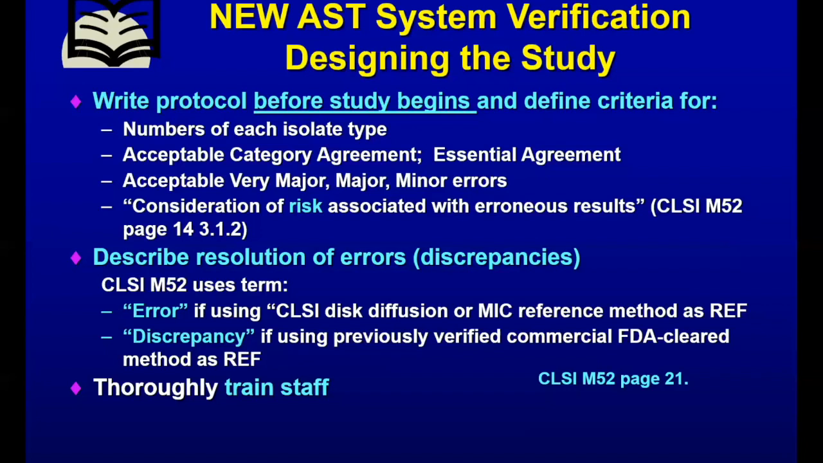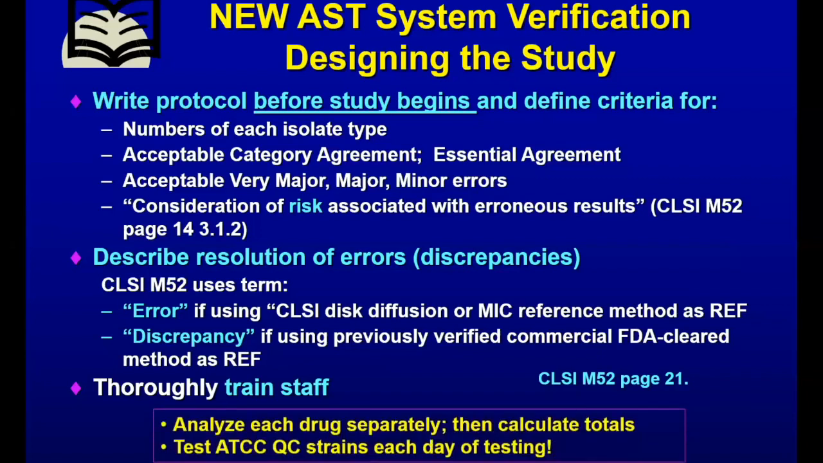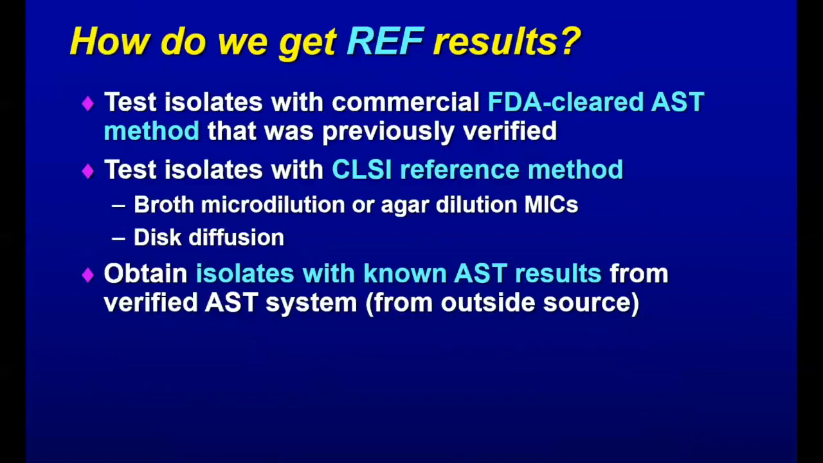The other thing, it's very, very imperative that we thoroughly train our staff before commencing the verification study. They have to know what they're doing, because some of the results may be as a result of technical errors just because our staff isn't thoroughly trained in the new test system. We want to make sure we analyze each drug separately, and then we're going to calculate the total results if we're doing this comprehensive verification of a new test system. And it's very important to test our ATCC quality control strains each day of testing. Again, those strains that are recommended for inclusion with the panel type that we're analyzing.